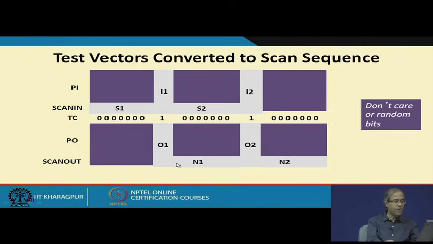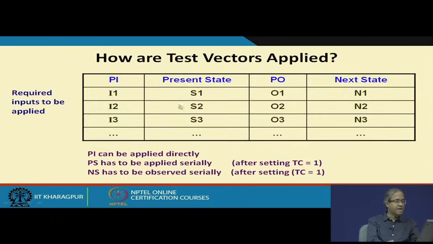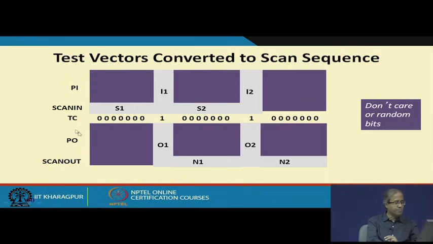Now, one thing, while N1 is being shifted out, in parallel I can also shift in the present state of the next vector. Like here, while I am observing N1, I can in parallel shift in S2, because it is a single shift register, there is an output, there is also an input. So, via the input line scan in, I can start shifting the next one. So, in this way it can proceed.